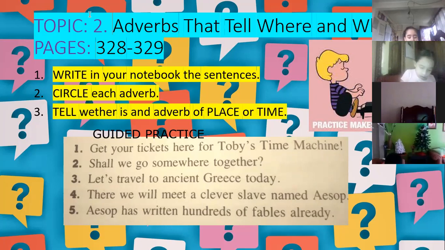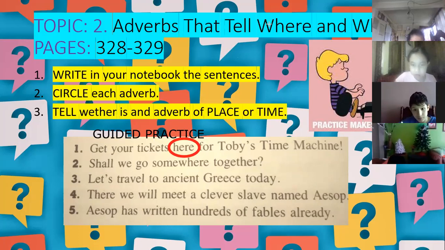In the first one, the second instruction says, circle each verb, circle each adverb. Let's read the first one. Get your tickets here for Toby's time machine. What is the adverb? The adverb in the sentence is a word that tells where or when. Here. It refers to where, refers to place.